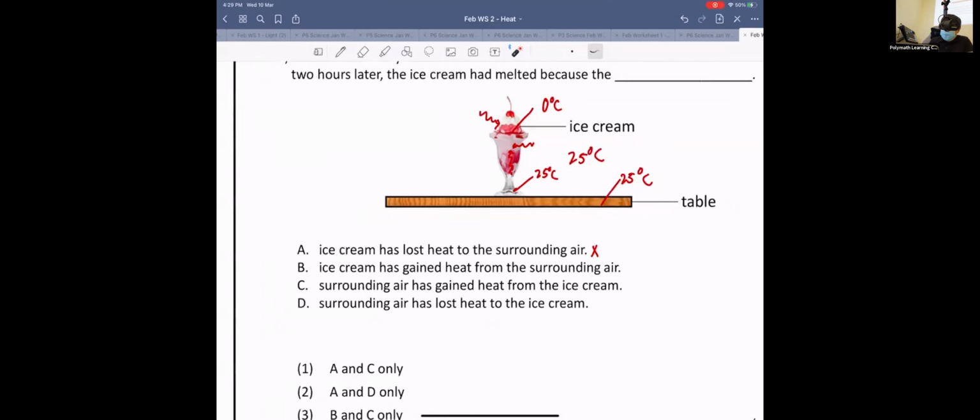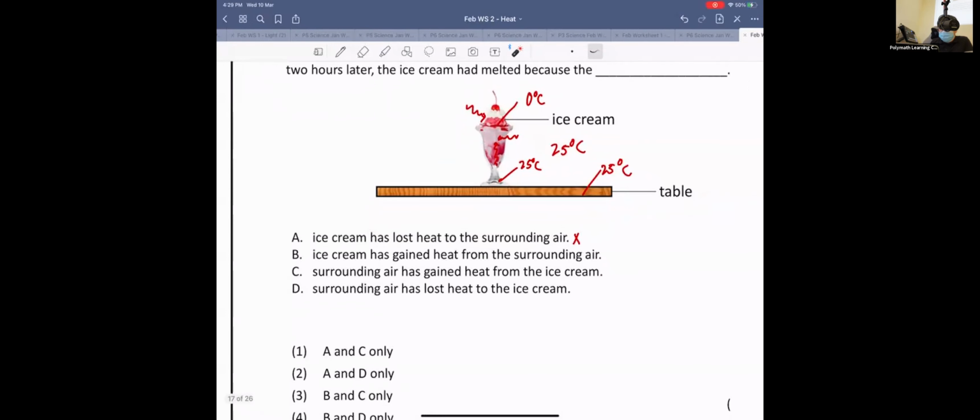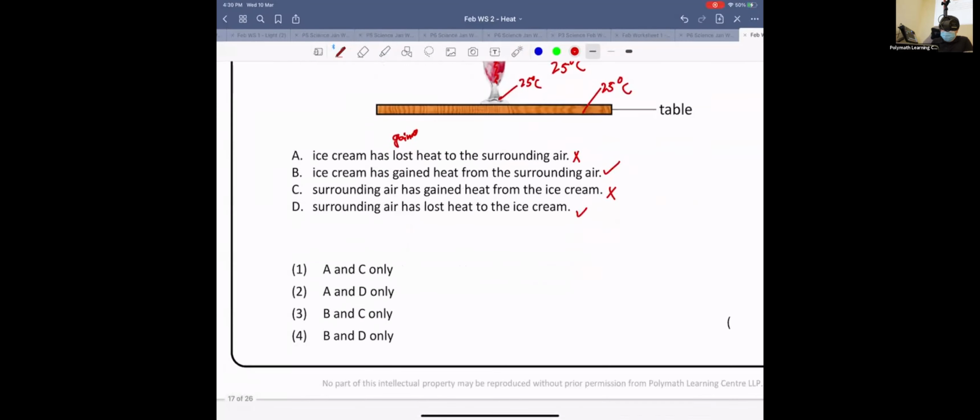So as an architect, you need to design where to gain heat, where to lose heat. Everything must be planned properly. Okay, ice cream has lost heat to the surrounding air. Not true, it gained heat. Ice cream has gained heat from the surrounding air. True. Surrounding air has gained heat from the ice cream. Not true, surrounding air has lost heat to the ice cream. True. B and D. Answer is 4.